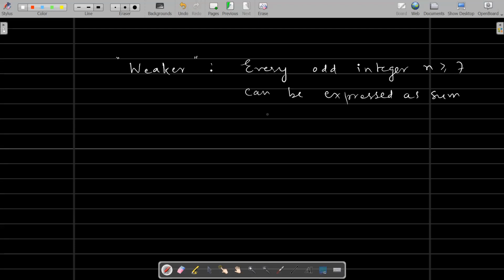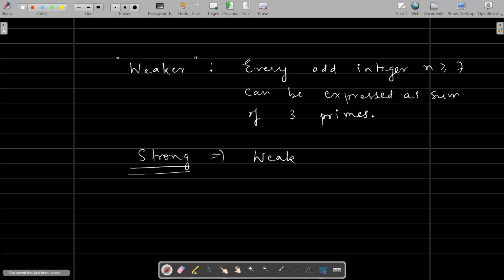Every odd integer n greater than 7 can be expressed as a sum of three primes. And see why this is called the weaker form. In fact, that original statement, which we have called the strong form, surely implies the weak form. Can you see that, or can you prove that?